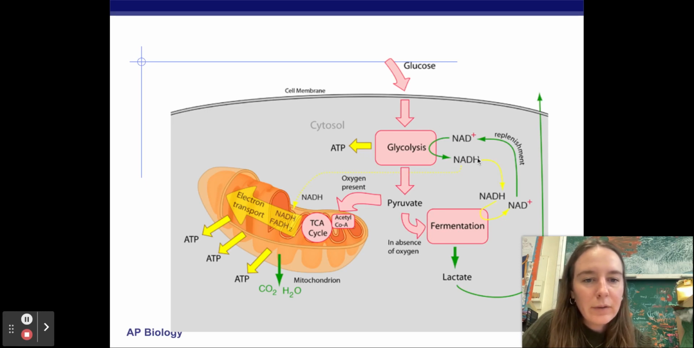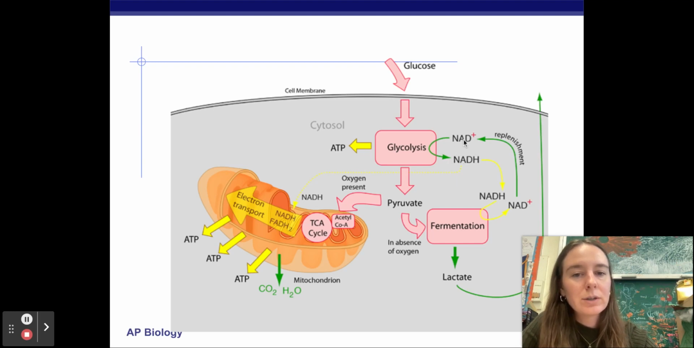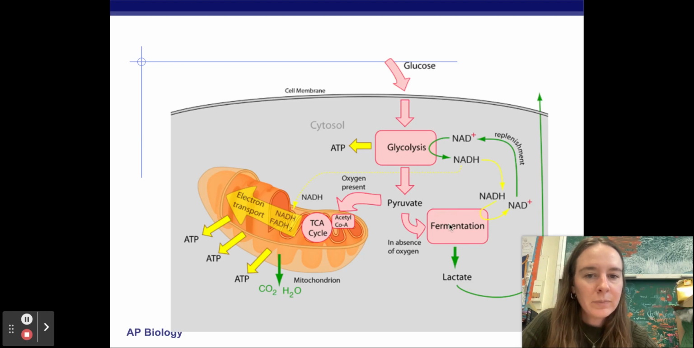Well, notice here, if you have a bunch of reduced NADH, right, this NADH will build up. And so you actually need to get it back to NAD plus so it can accept those electrons from glucose. And so what you're going to do is something called fermentation. In our cells, we do something called lactic acid fermentation. But in bacteria or yeast, they do something called alcoholic fermentation, which produces down here a molecule called ethanol instead of lactate, which is how you make alcohol.